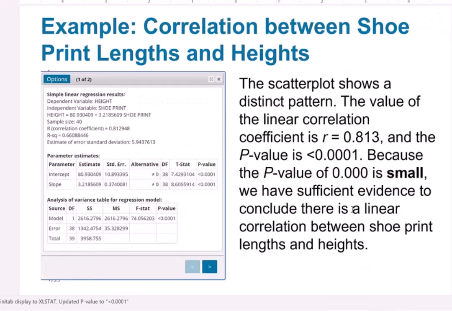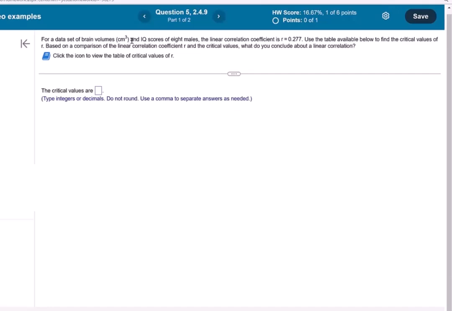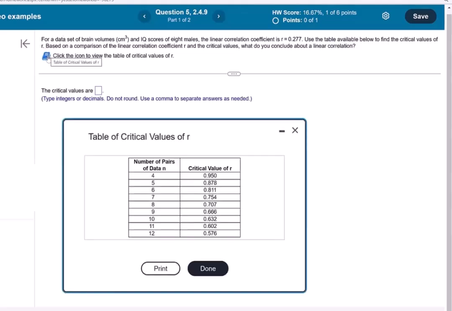Here, because our p-value is so small, we have sufficient evidence to conclude there is a linear correlation between shoe print length and height. For a data set of brain volumes, in centimeters cubed, and IQ scores of 8 males, the linear correlation coefficient is R equals 0.277. Use the table available below to find the critical values.